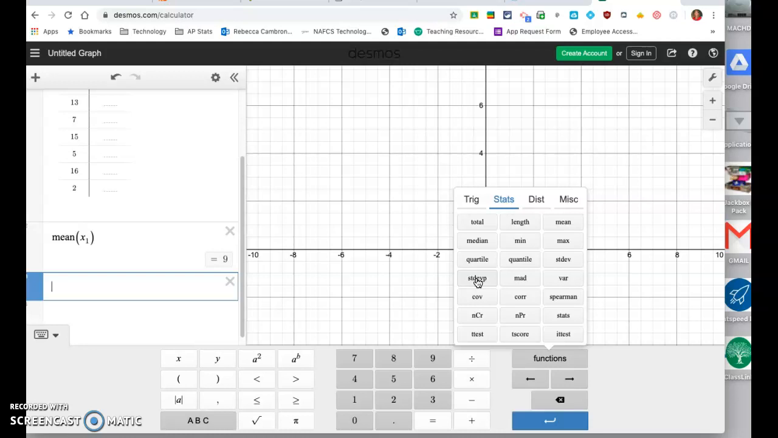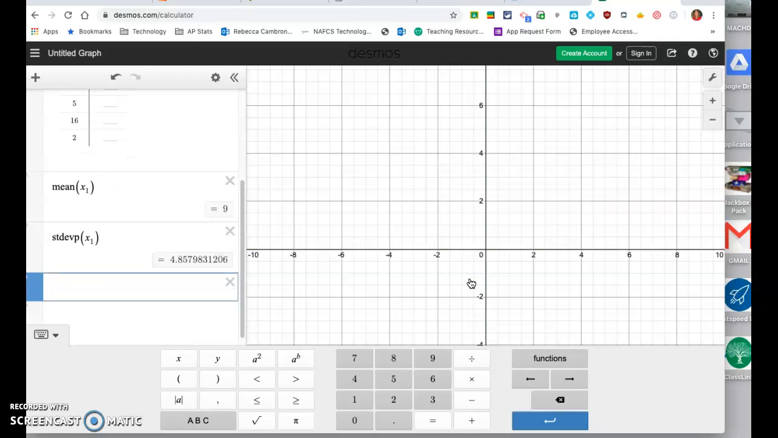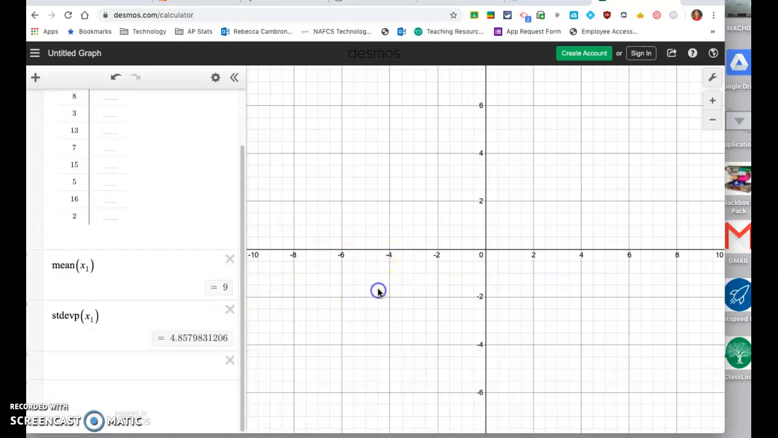Now, there's one problem later on in the lesson. It talks about sample, and if it specifically says sample, you can use these two. If it doesn't, assume that it's population and use STDEVP for population and put in X1. That'll get you the standard deviation. There's not a variance population button.